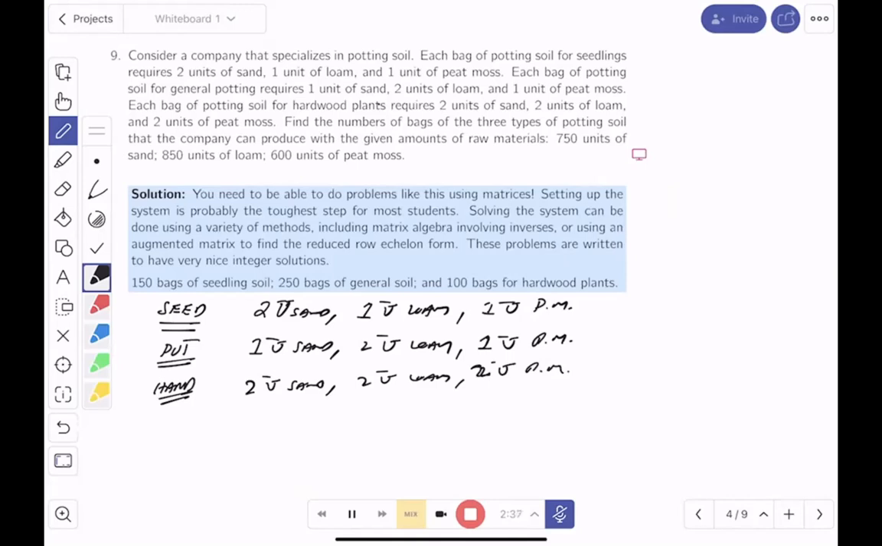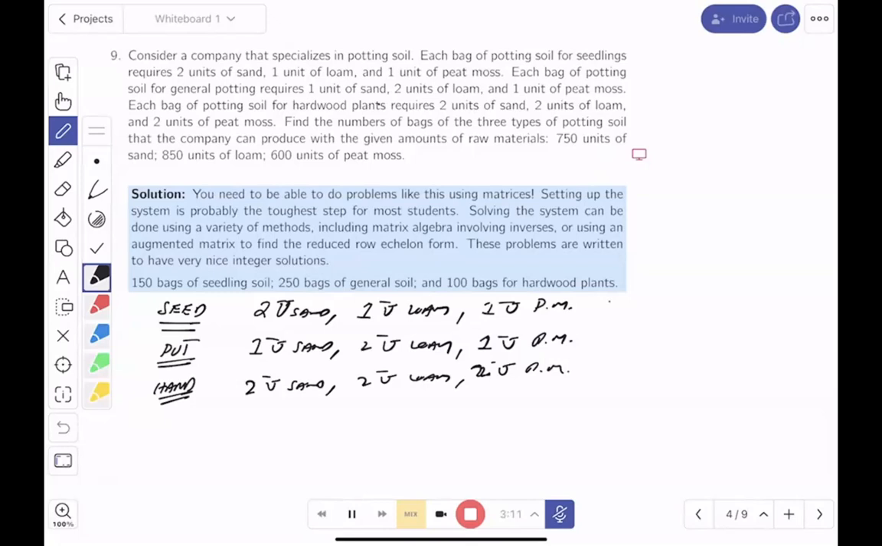Each bag of potting soil for seedlings requires 2 units of sand, 1 loam, and 1 peat moss. Each bag for general potting requires 1 unit of sand, 2 units of loam, and 1 unit of peat moss. Each bag for hardwood requires 2 units of sand, 2 units of loam, and 2 units of peat moss. Find the number of bags of the 3 types of potting soil.